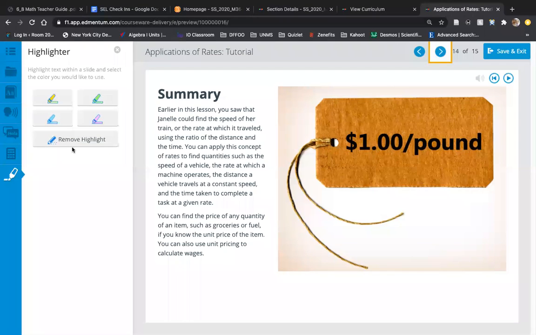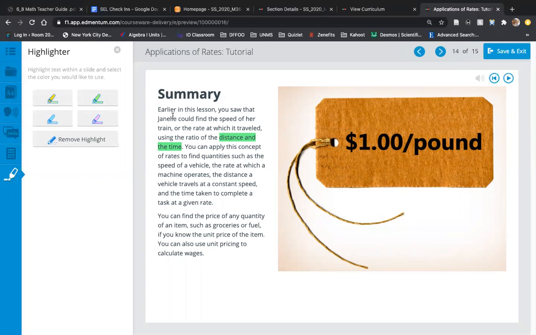So it says earlier in this lesson, you saw that Janelle could find the speed of her train, or the rate at which the train traveled, using the ratio of distance and time, right? So please try to remember that ratio. Speed is distance over time. That's going to come up again and again. The faster you memorize it, the easier it's going to be for you, okay?